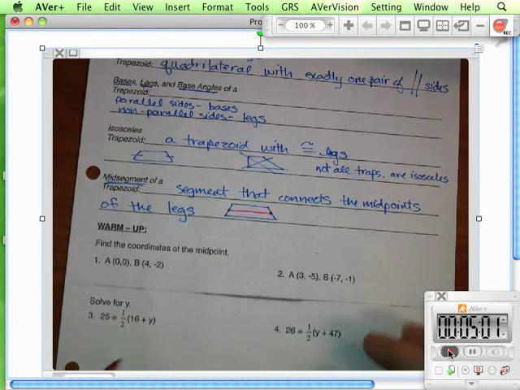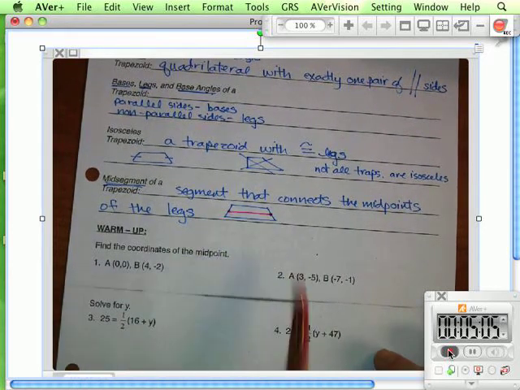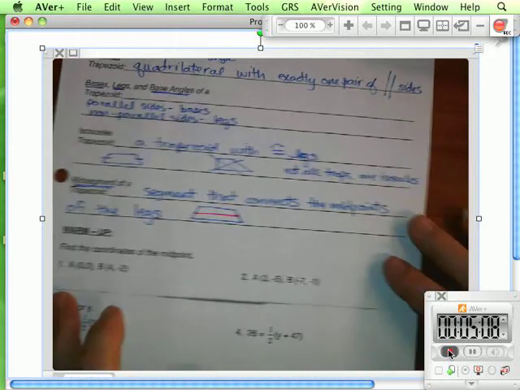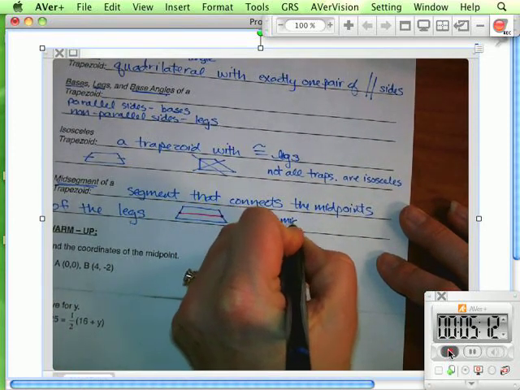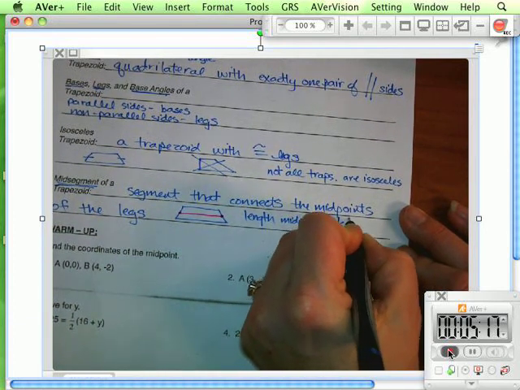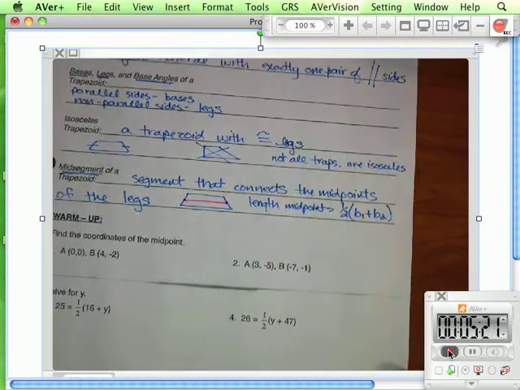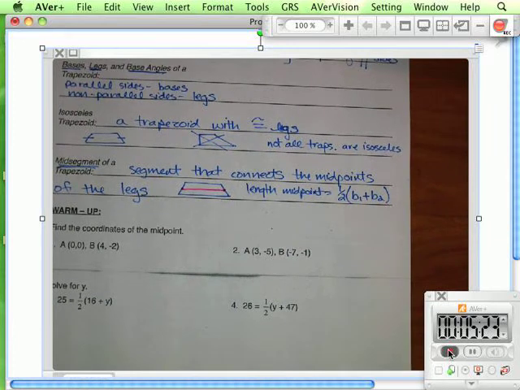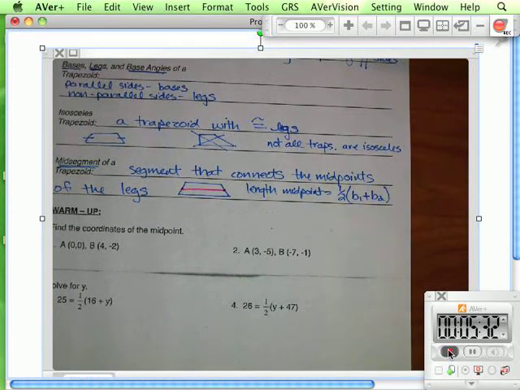There's a formula to figure out how long that is. So this is it right here. The length of the mid-segment is equal to 1/2 (B1 + B2). What do you think B1 and B2 stand for? The two different bases. Yeah. This is actually part of the area formula of a trapezoid.